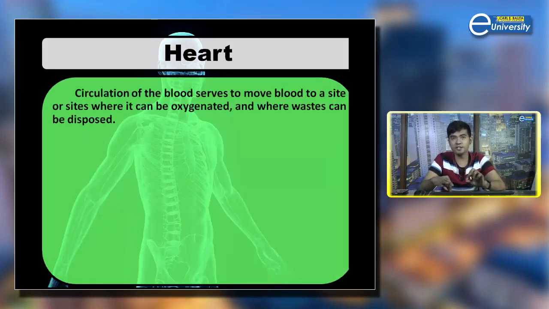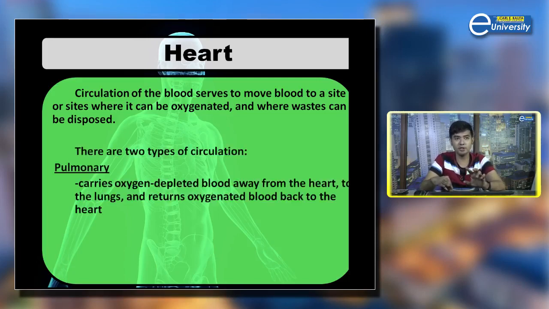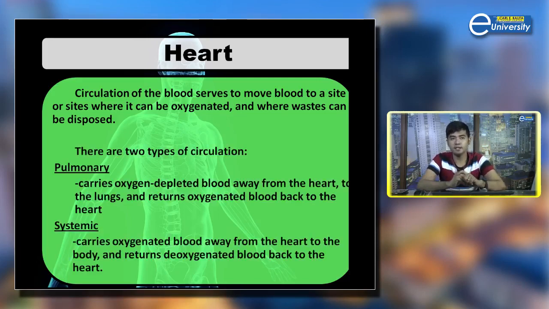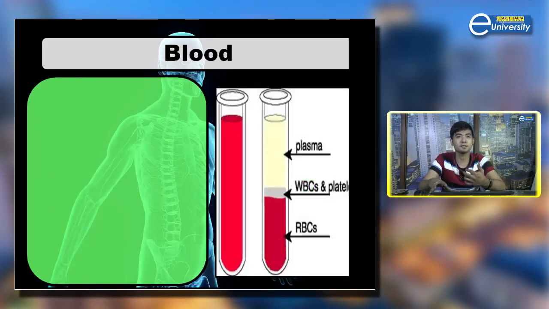So the circulation of the body serves to move blood to a site or sites where it can be oxygenated and where waste can be disposed. There are two types of circulation, the pulmonary and the systemic. For the sake of simplicity, pulmonary circulation occurs together with the lungs. Pulmonary, because the blood must pick up the oxygen in the alveoli. While systemic circulation is the circulation of the blood which occurs throughout the body. That's why it is called systemic. It carries the oxygenated blood away from the heart to all parts of the body, to all body organs.